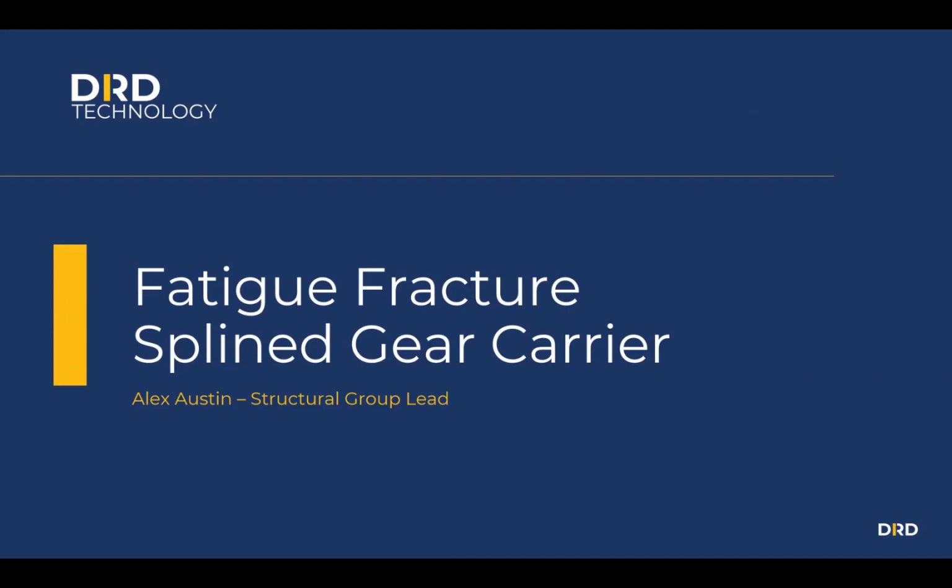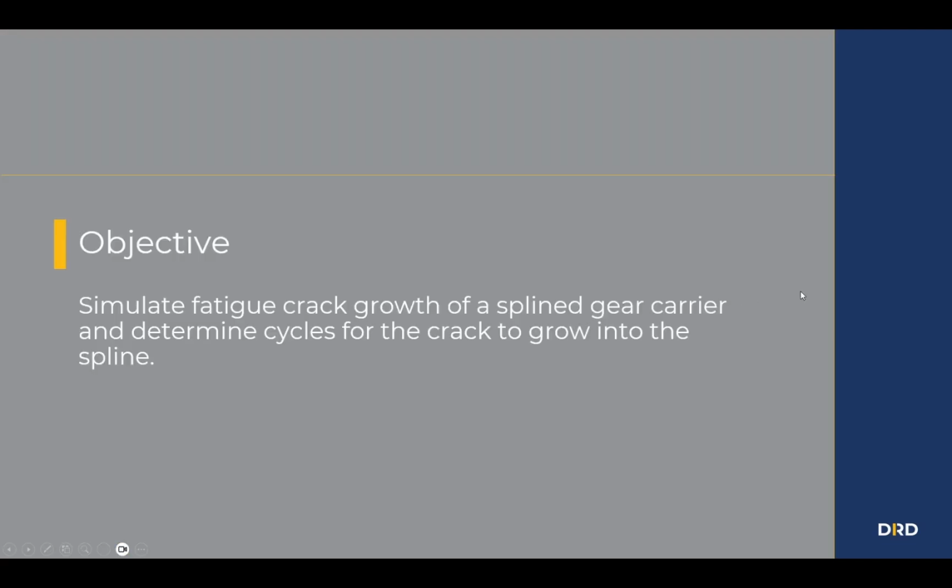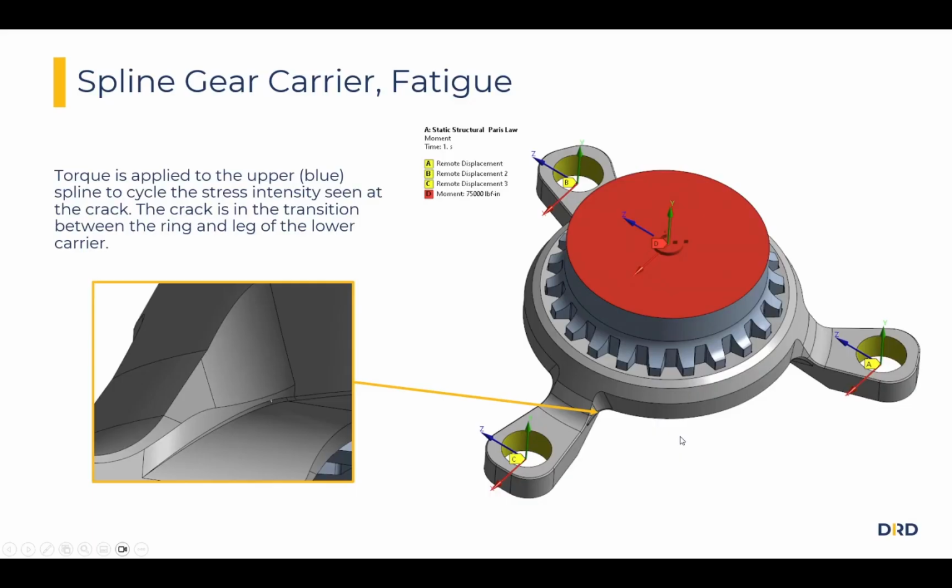This application example for fracture mechanics in Ansys covers fatigue fracture of a splined gear carrier. The objective of this simulation is to simulate fatigue crack growth of this splined gear carrier, determine the number of cycles for the crack to grow into the spline.